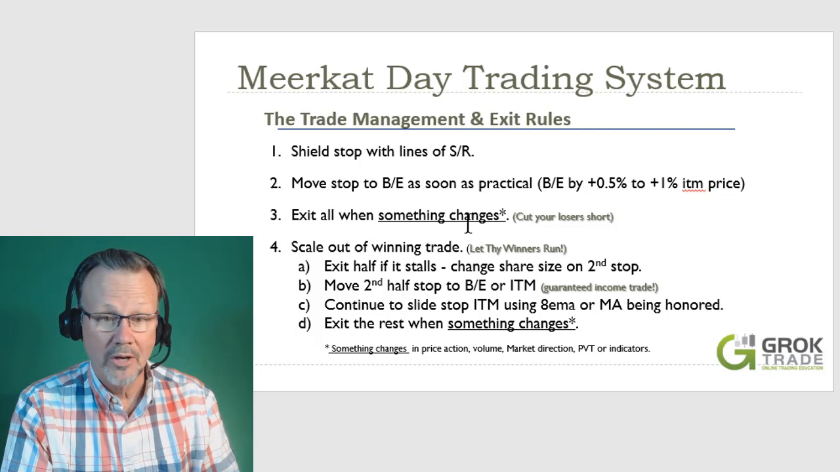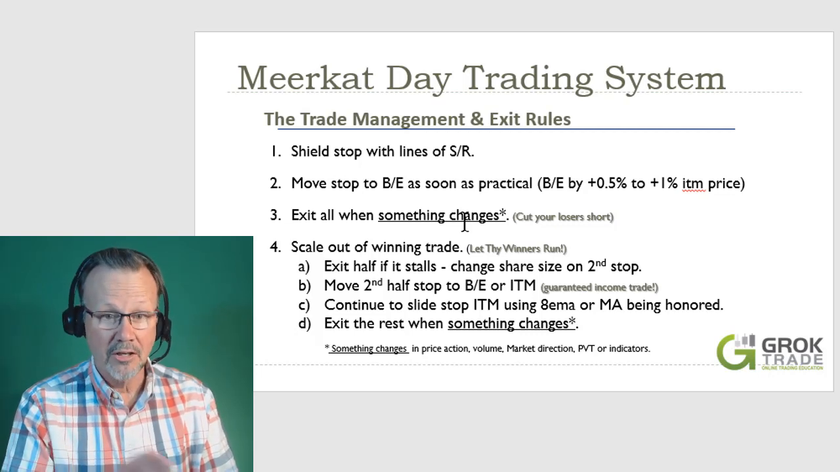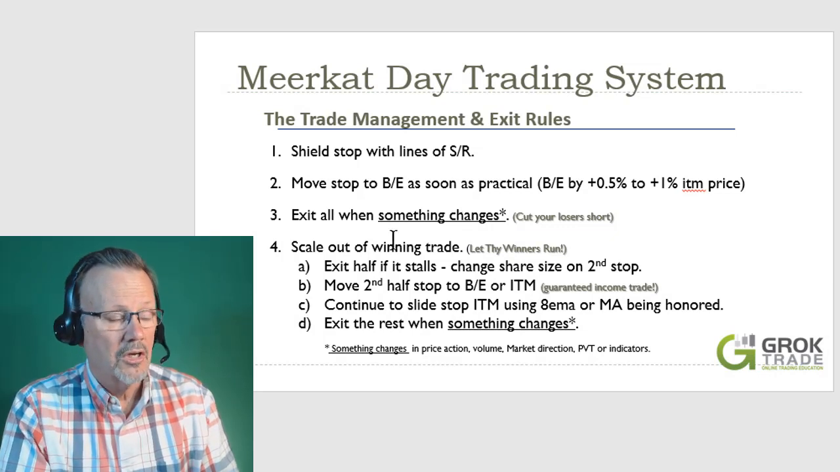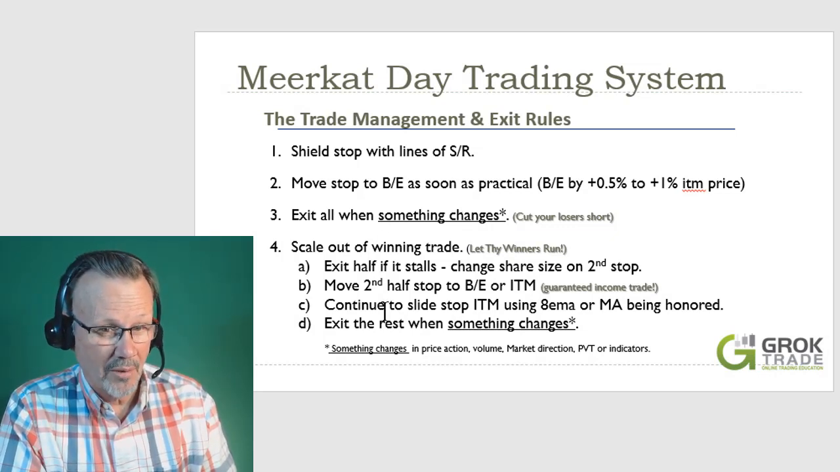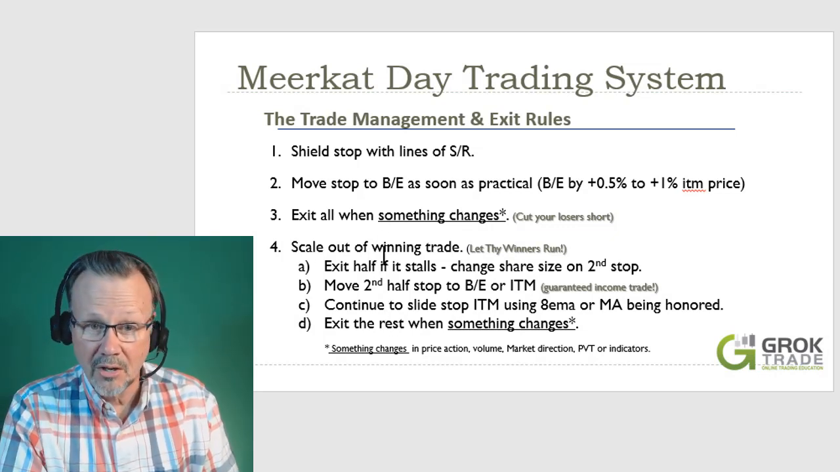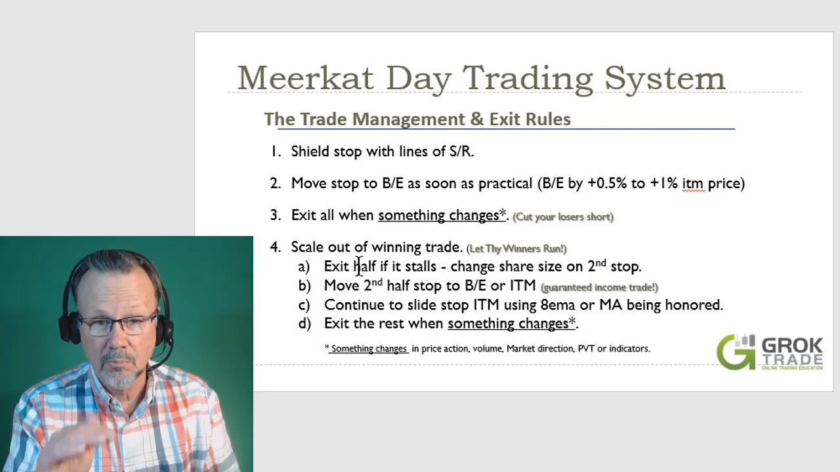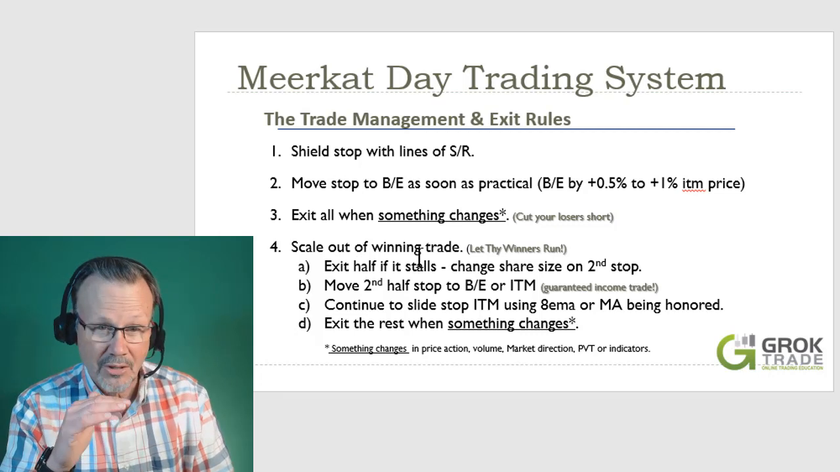And then I'm going to exit the trade if something changes dramatically and it reverses, if all the reasons for going short have suddenly reversed. But here's how I let my winners run. I'm going to scale out of winning trades. When do I do that? I'm going to exit half if it stalls at a line of support. So that's how you let your winners run.